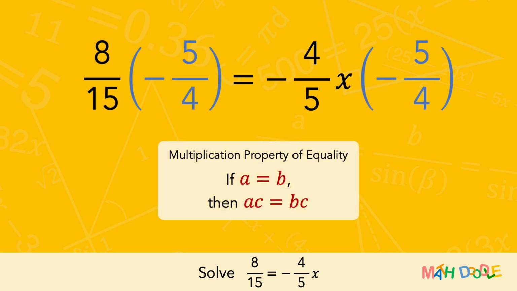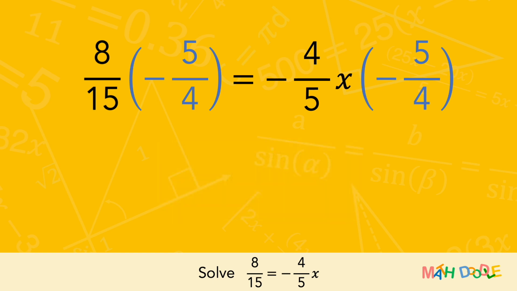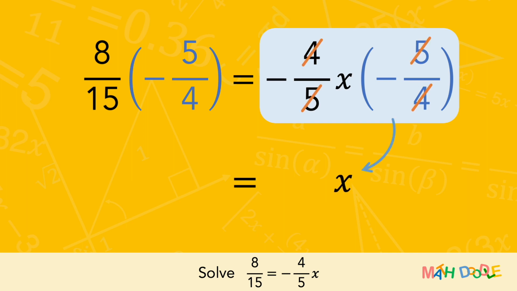Here, it is important to treat both sides of the equation equally. So, when we multiply one side of the equation by a number, we must multiply the other side of the equation by the same number. After multiplying them by minus 5/4, the right side of the equation is simplified to x.